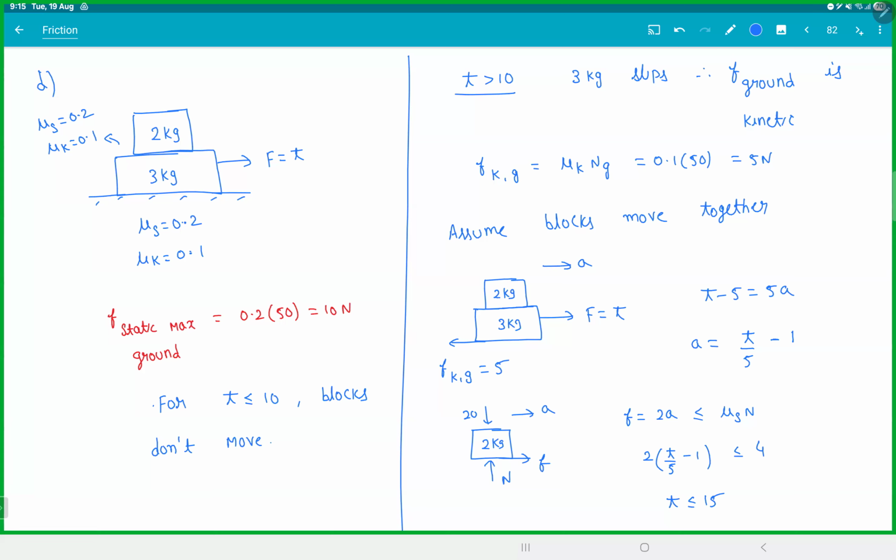Is the story clear till here, everyone? You just have to be careful with the diagrams and the equations, one after another. Clear with this?